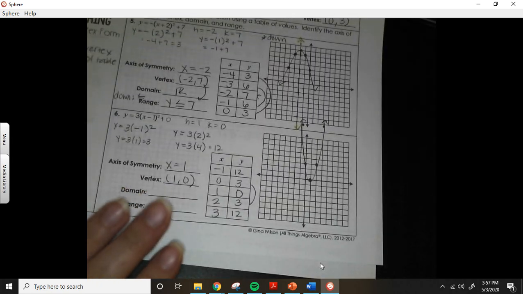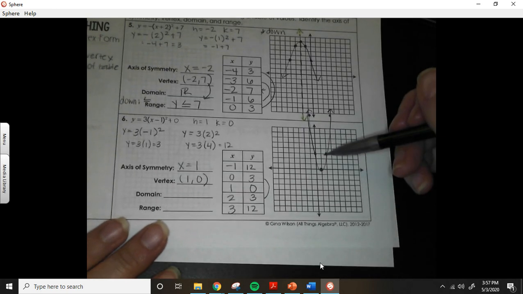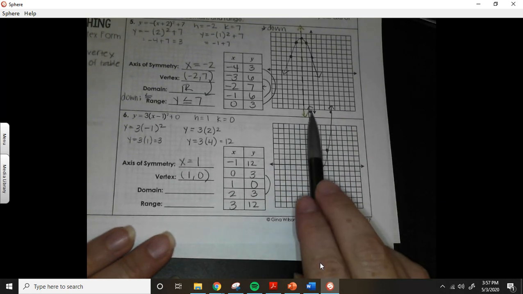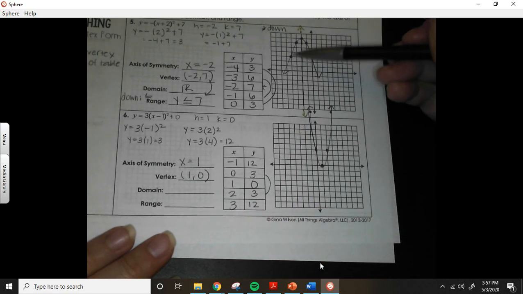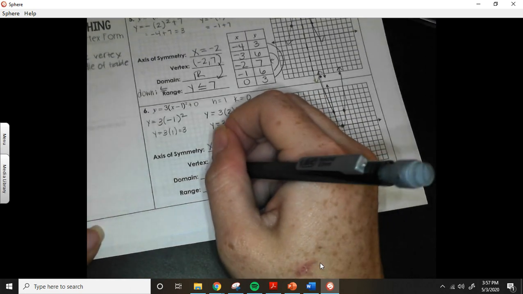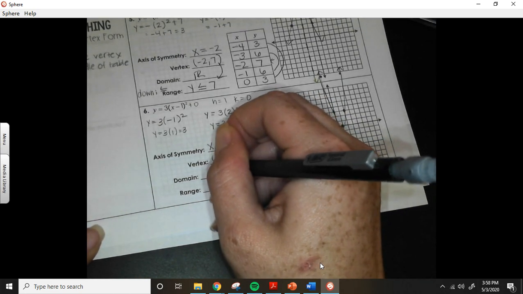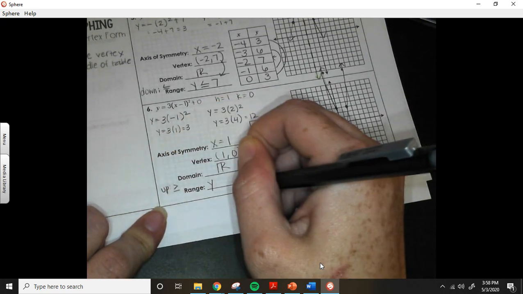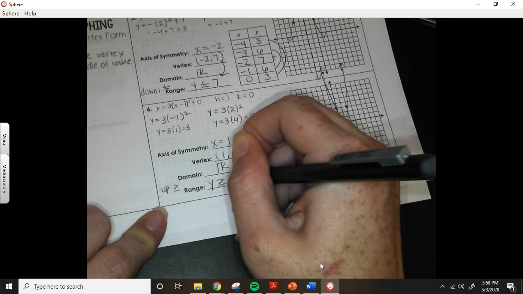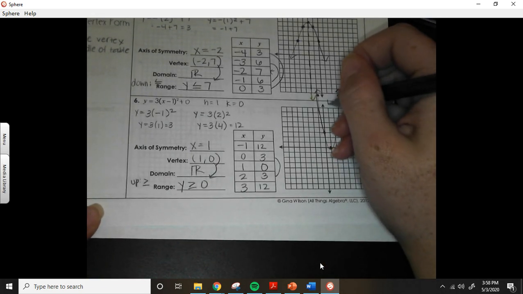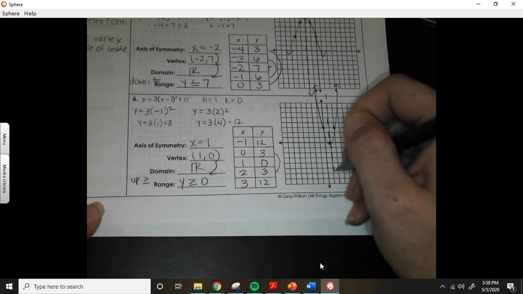Okay, so can anyone guess why this one was so narrow and so much distance between this point and this next point, and this one was kind of like regular? Real quick, let's do the domain and the range. Remember, this is opening up, so it's going to be greater than or equal to that y value, which is 0. Axis of symmetry would be right here. If you were to graph that, dashed line, there.